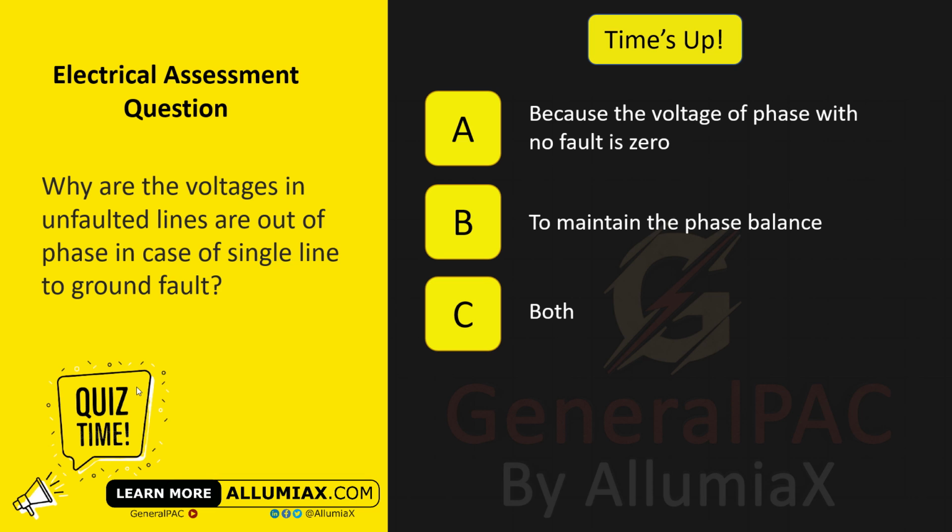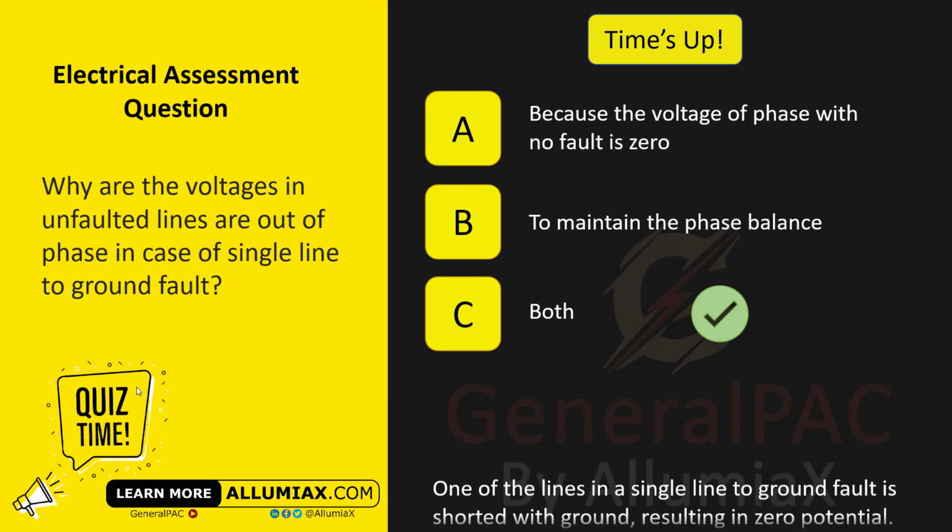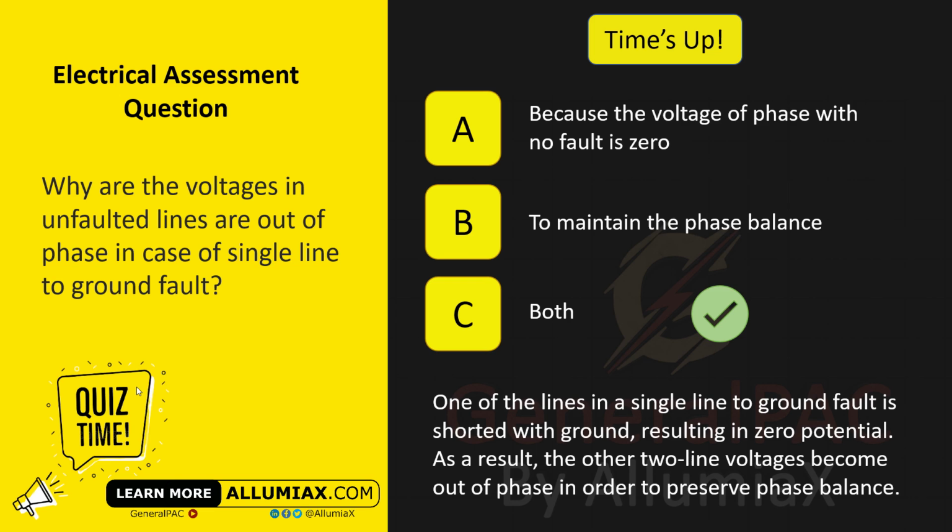Time's up. The answer is C. Both. One of the lines in a single line to ground fault is shorted with ground, resulting in zero potential. As a result, the other two line voltages become out of phase in order to preserve phase balance.